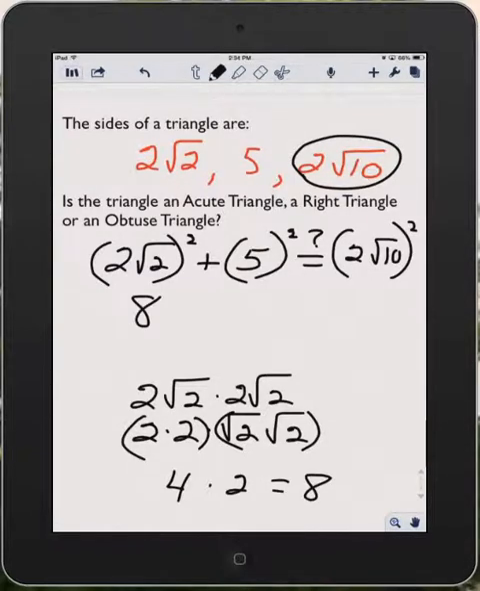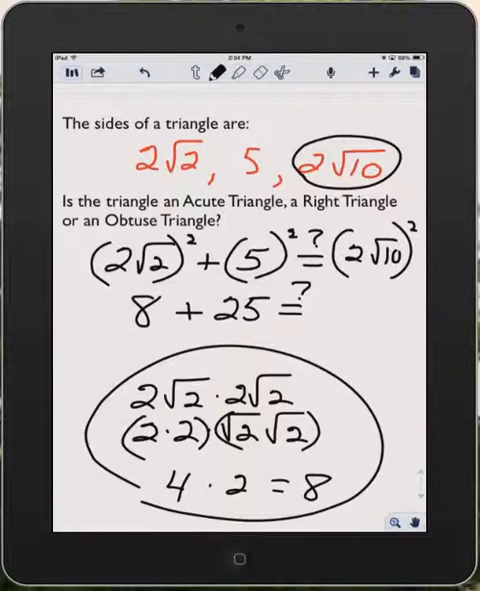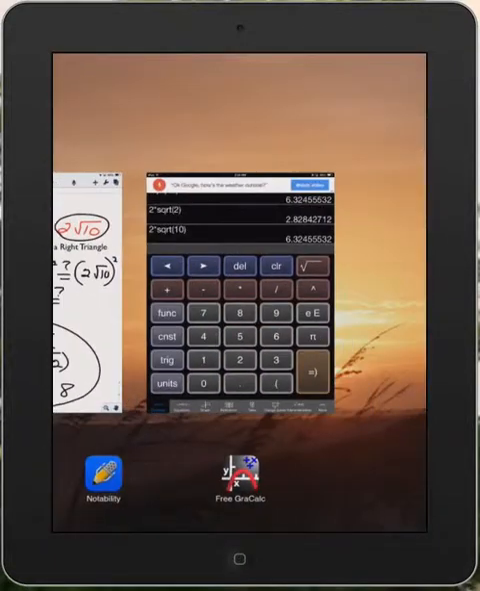So that's one way of getting the answer. 5 times 5 is obviously 25. Does that total equal 2 times square root of 10 squared? Once again, if you're allowed to use a calculator, you can do work equivalent to what we have down the bottom here on the calculator. And for most people, that would be a whole lot easier. So let's look at a calculator.